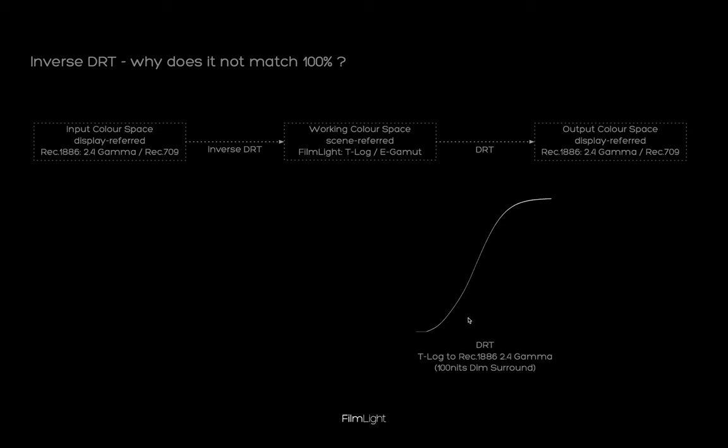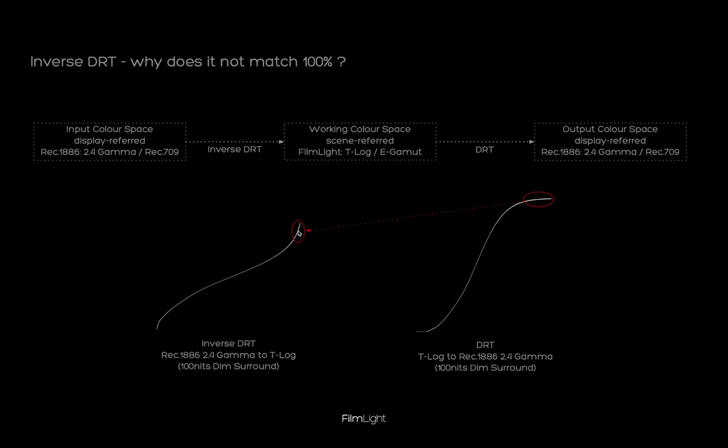How does the inverse look? Where the DRT is flatter, the inverse must be steeper. And this is the actual problem. The slope of the DRT in the highlights goes towards zero. That means the slope of the inverse DRT in the highlights must go towards infinity. This can work, because both curves cancel each other out perfectly.